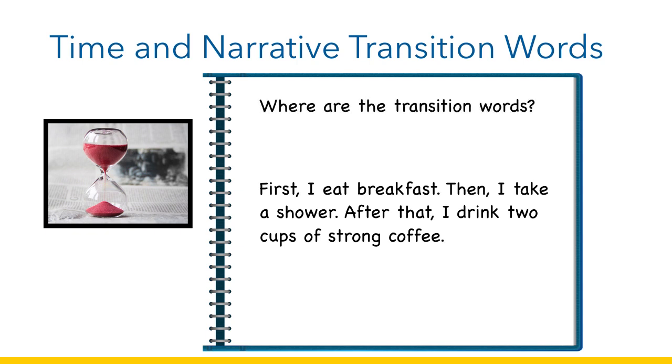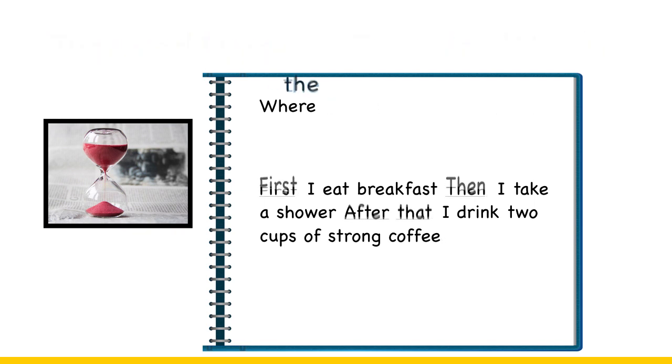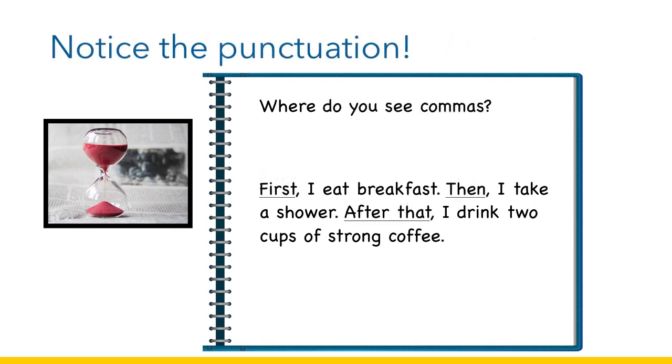Where are the transition words? Yeah, you see them here. First, then, and after that. Notice the punctuation. Punctuation means periods and commas. Where do you see the commas? They come directly after the transition words. Also, unlike subordinating conjunctions, transition words almost always come at the beginning of sentences. And of course, you see periods at the ends of these sentences.